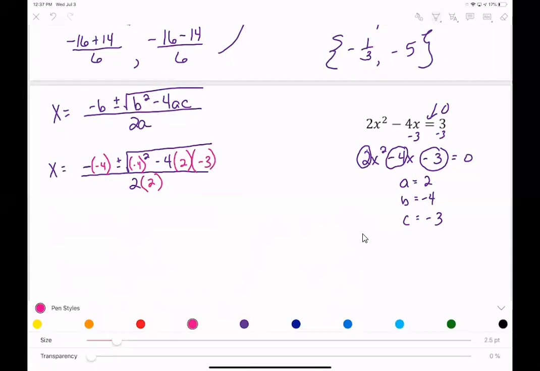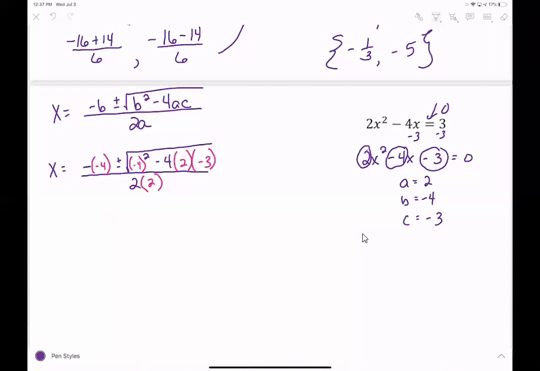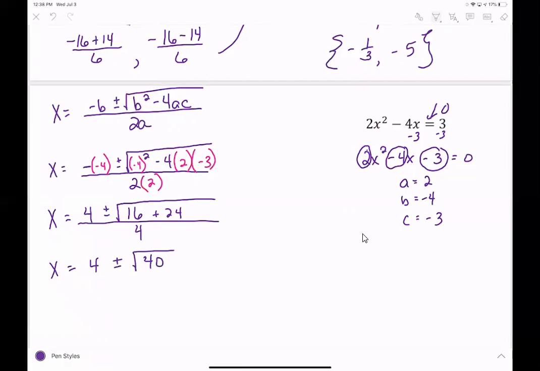Once you get it substituted in, then you're going to simplify the discriminant. Remember, the discriminant is what's under the radical. So that double negative becomes positive. So I'm going to have a negative 4 squared is a positive 16. And then I'm going to multiply negative 4 times 2 times a negative 3 to get a positive 24 over 4. Then we're going to add 16 and 24. So that's going to give us the square root of 40. I'm just bringing everything else down.